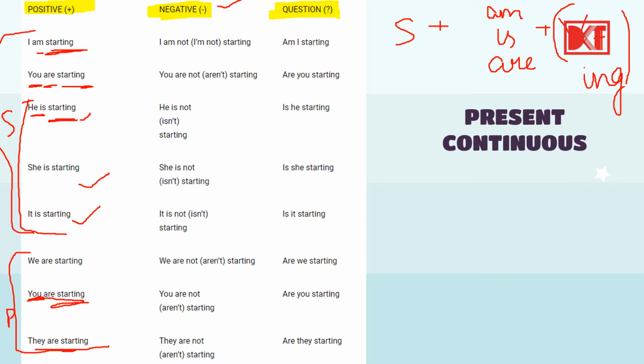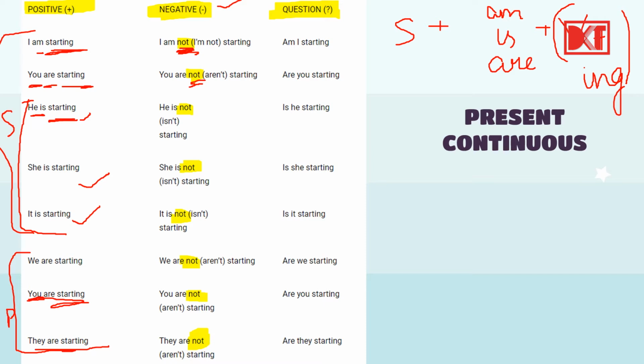For the negative, now here we insert a not. We insert a not, that is, I am not starting. And all we have to do is insert a not here. He is not starting. She is not starting. It is not starting. We are not starting. You are not starting. They are not starting.